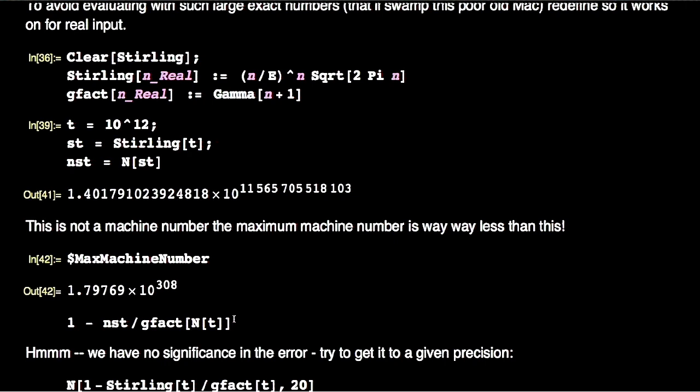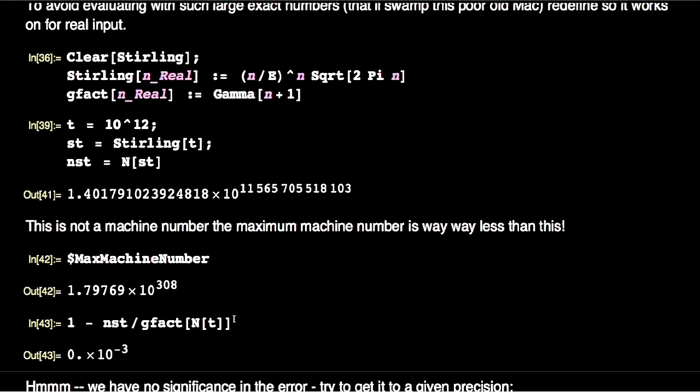You can check what the exponent is. I won't do it here, but if you type in $MaxNumber, it'll tell you what the largest exponent can be. So this is not a machine number, but we can still do the basic stuff. But this tells me I don't have any significance in this result. So I want to know what the error term is. And this is where the n with the precision really comes in handy.